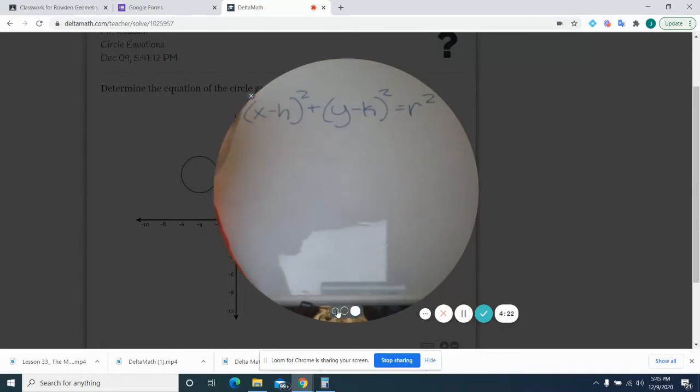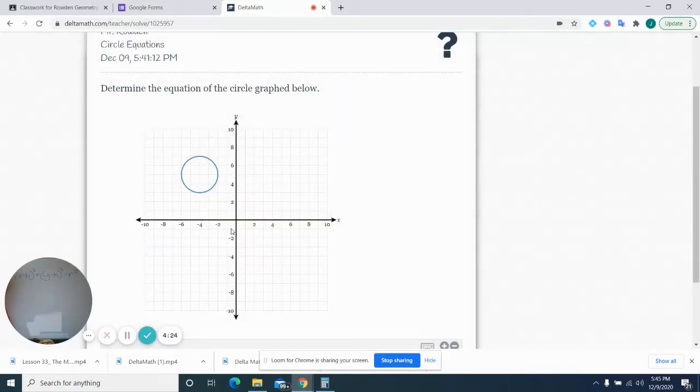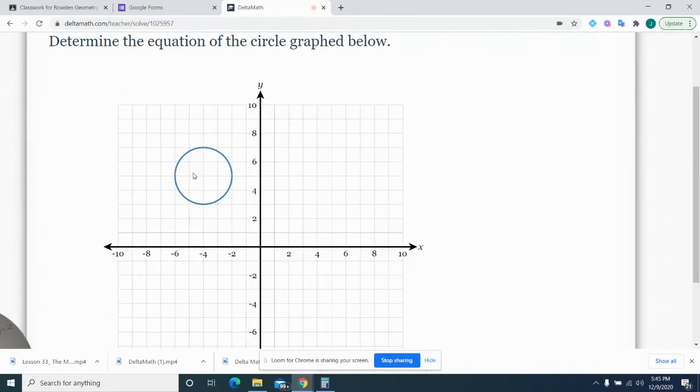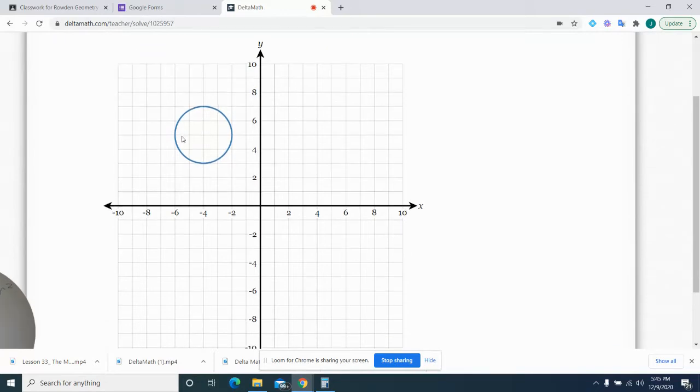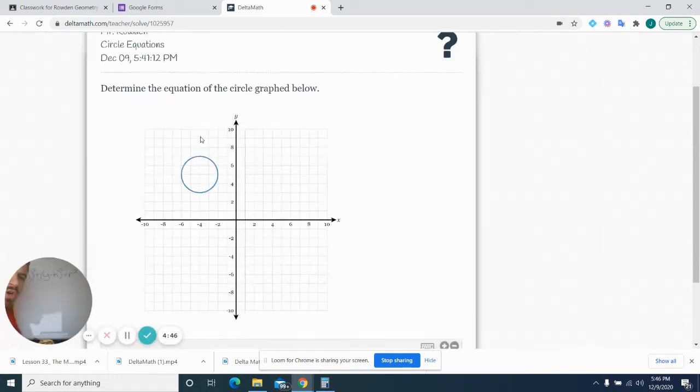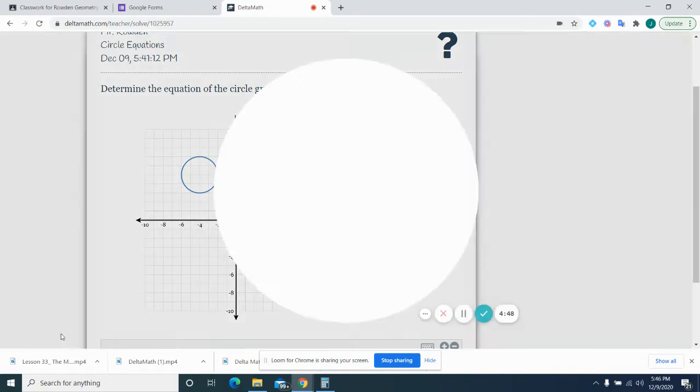And so let's look at one of the example problems they give us right here. We need to determine the equation of the circle graph below. Where is the center? Where's the middle of the circle? That would be right here. So that's x is negative 4 and y appears to be 5. So from that point right there, x is negative 4 and y is 5. So I'm going to write the center.